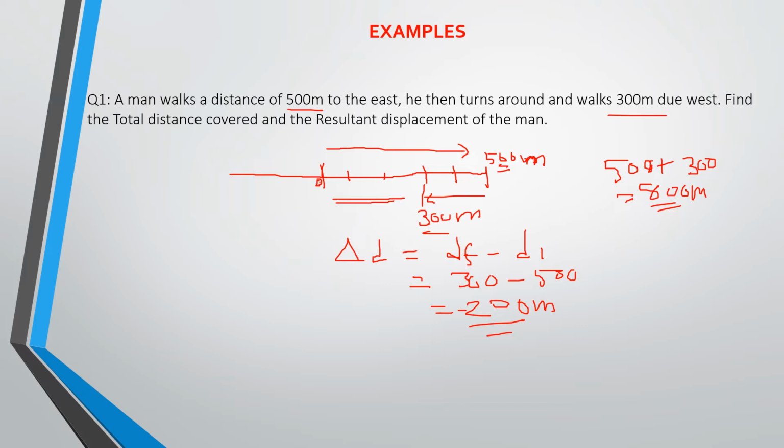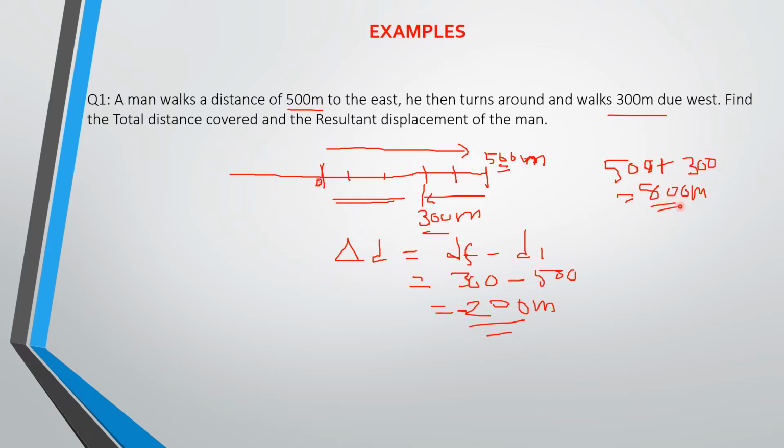And for you to have the minus sign, it means that it is moving opposite to its initial direction. That is the meaning of this negative sign. You know, the man started towards east, now it's going towards west. So this sign tells you that it's going opposite to the initial direction. So for this particular journey, the displacement is minus 200 meters.